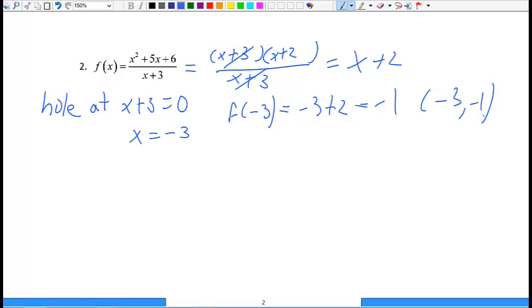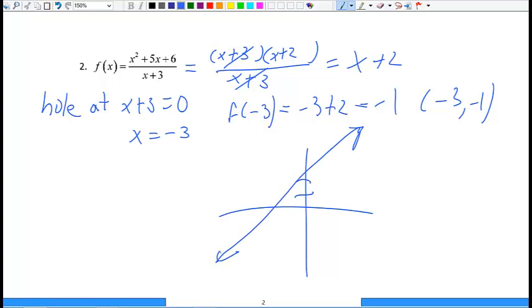Okay, now here's the beauty of this. When I reduced out that common factor, I now have a line. I don't have a rational function anymore, so I don't even have to worry about any of my other rational properties because I'm now looking at the equation x plus 2. Well, what does x plus 2 look like? Well, it crosses the y-axis at 2. It's a line with a slope of 1.